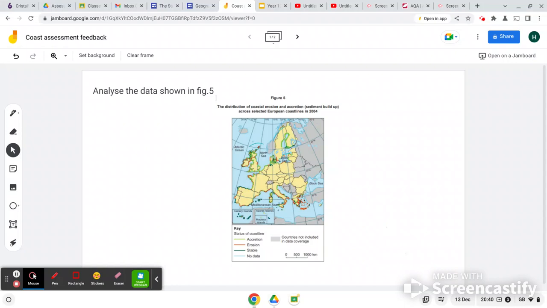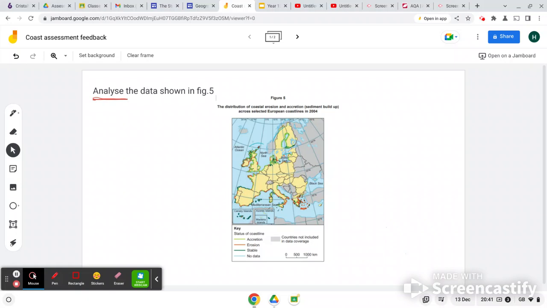This is your 6-mark skills question. For every topic that you do, you will have one 6-mark question which is assessing your skills. So the skills that this one is assessing are your analysis skills. You know this is a skills question because it says analyse the data shown in figure 5. It does not say that you need to use any of your own knowledge.